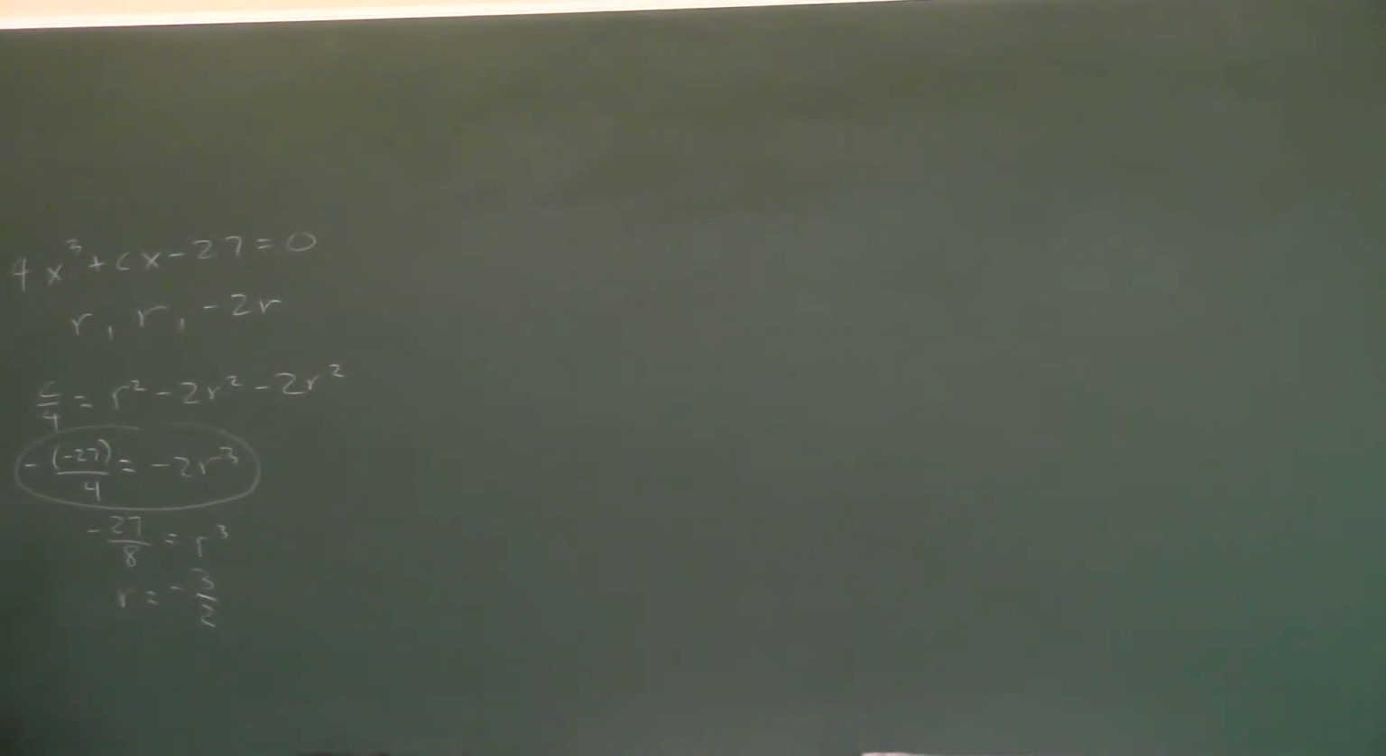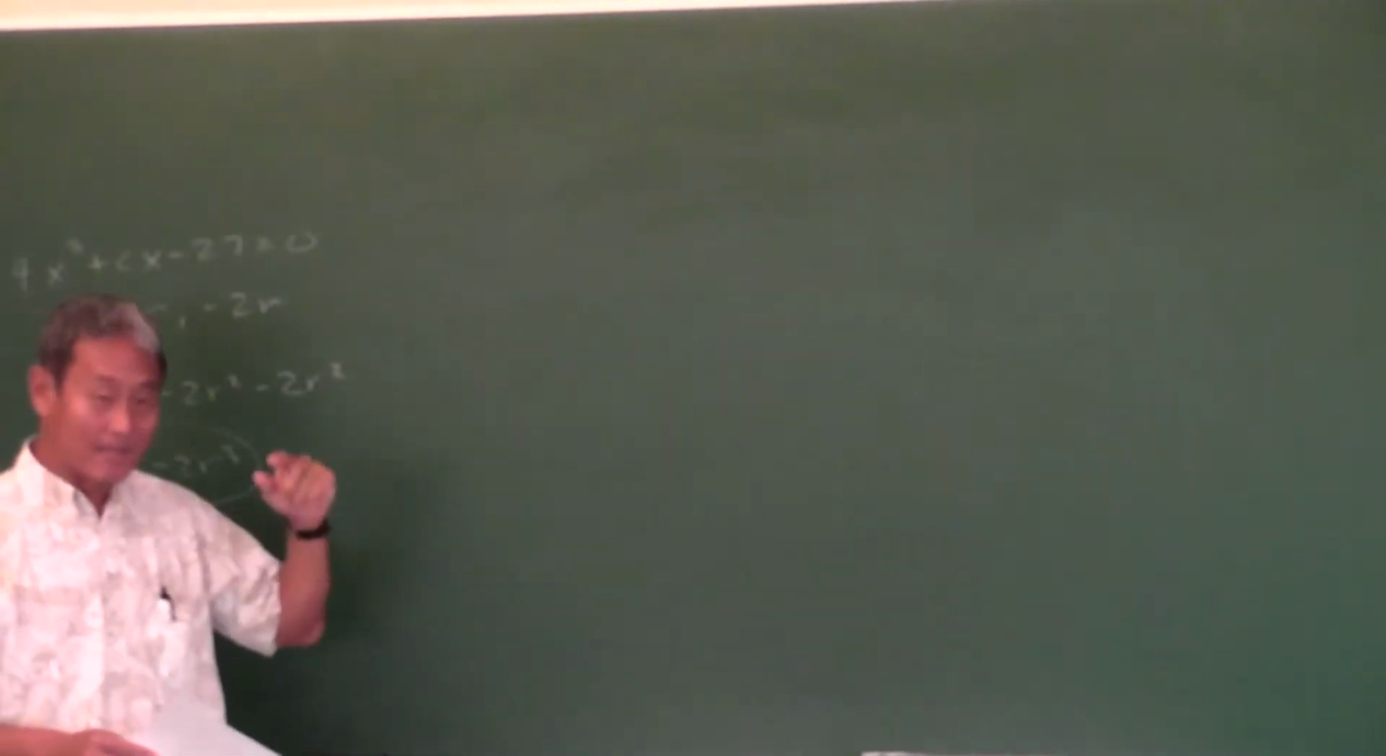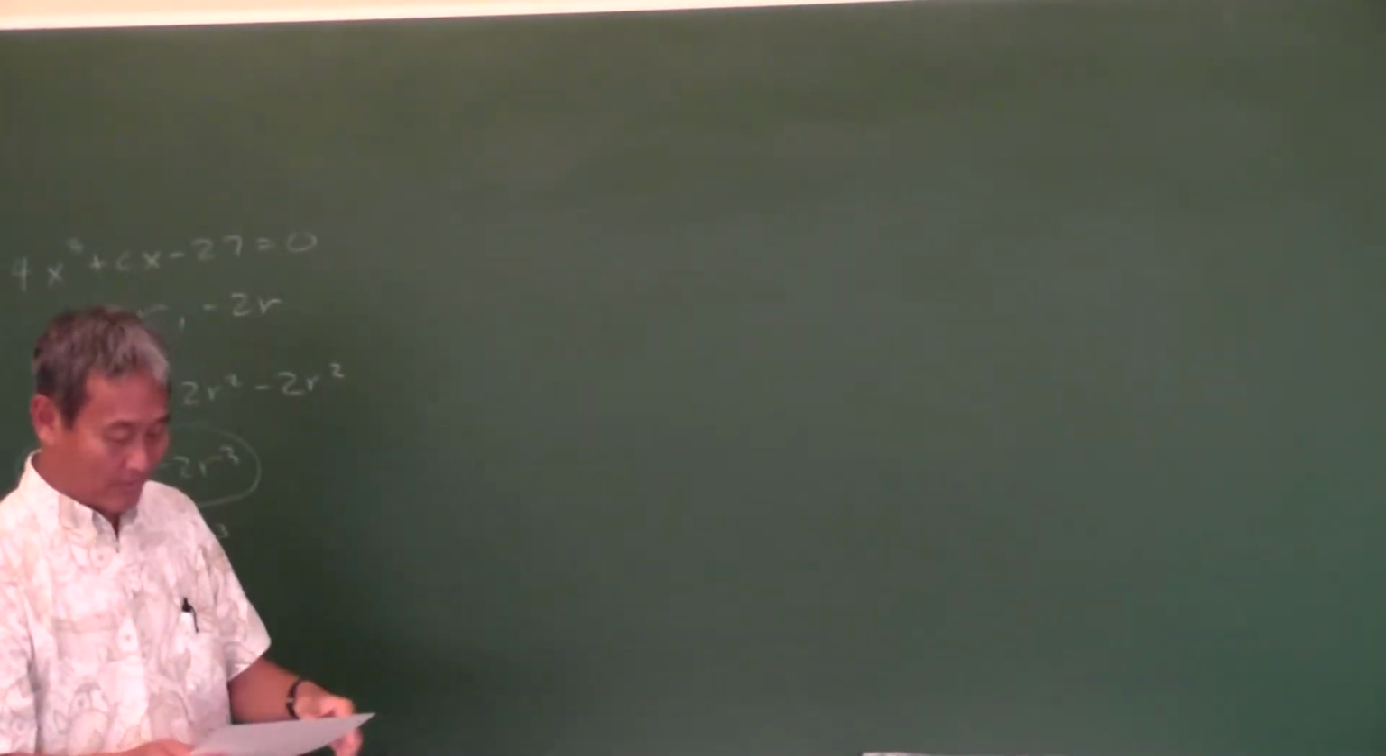But you have to start by writing what you know. That's what this whole homework is about. The sum of the roots is negative b over a. Multiply them 2 at a time is c over a. Multiply them 3 at a time, negative d over a. That's what this whole homework is about.